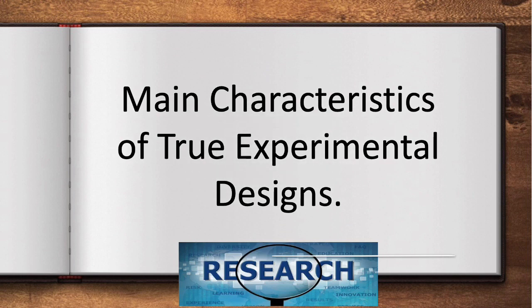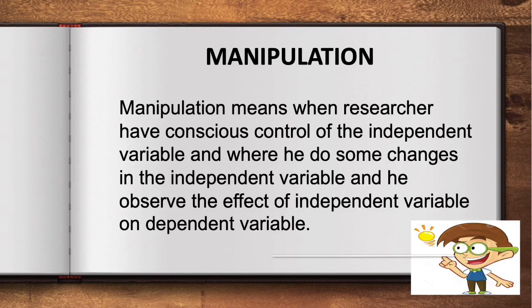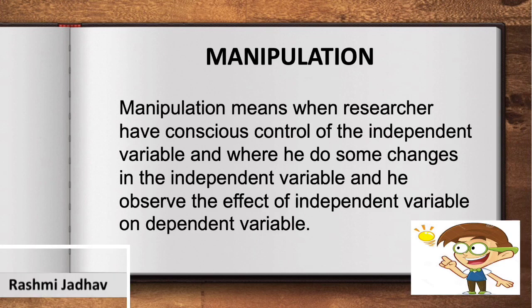To understand the experimental designs, first we have to understand its characteristics, because experimental designs depend upon these characteristics, so it's necessary to learn the characteristics first. First characteristic is manipulation. Manipulation means when the researcher has conscious control of the independent variable and makes some changes in the independent variable and observes the effect of the independent variable on the dependent variable.